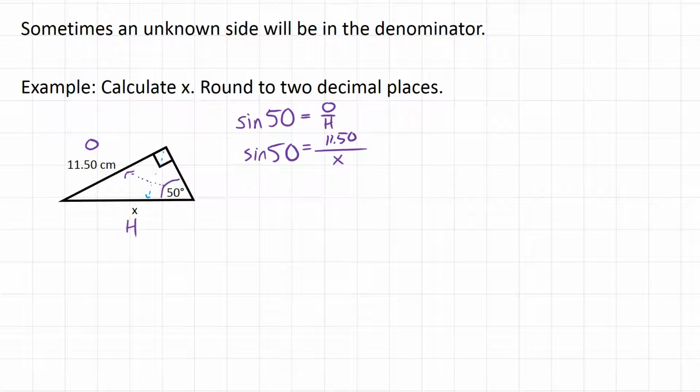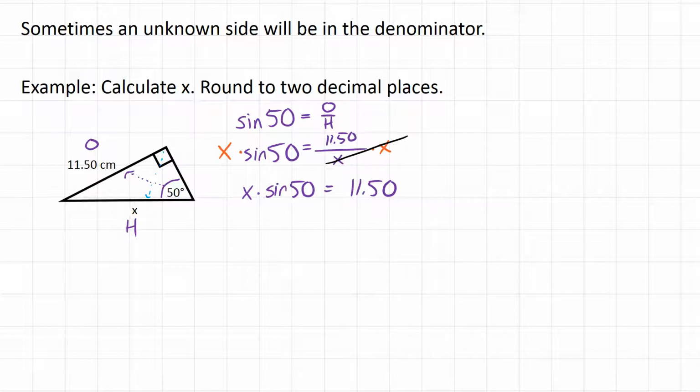So in order to solve for it, what we're going to have to do is multiply each side by x. Again, similar to what we saw before, only now we're multiplying by our unknown. And the reason is that x divided by x on the right-hand side cancels out. And so now we at least have our unknown out of the denominator. Now it's on the left-hand side. So I have x times sine 50 equals 11.50.